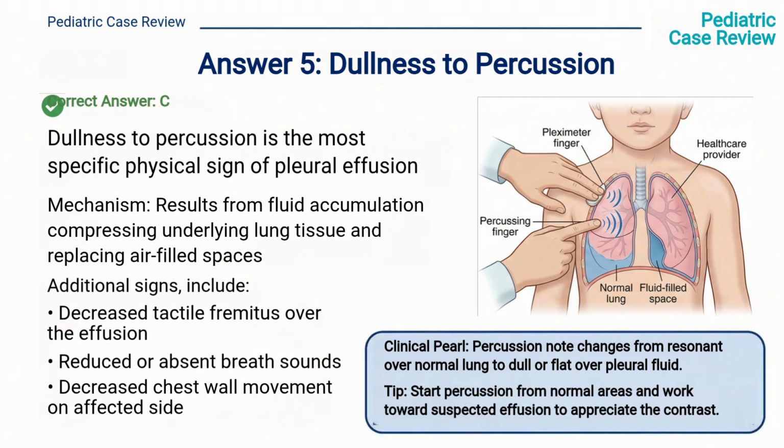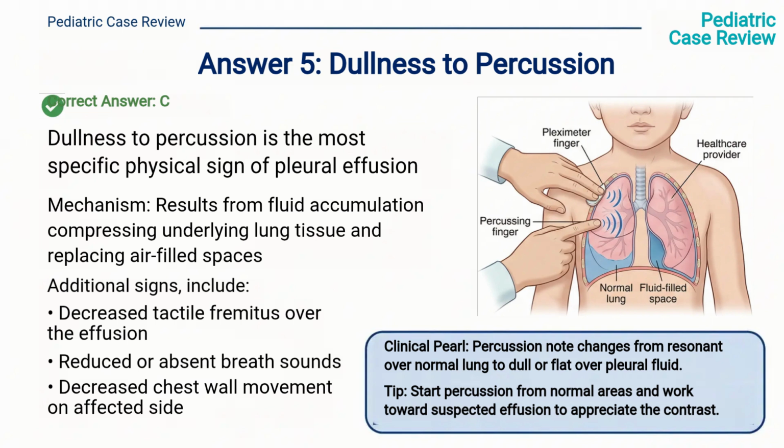Dullness to percussion is the most specific physical sign of pleural effusion. The mechanism is straightforward. Fluid accumulation compresses the underlying lung tissue and replaces air-filled spaces, changing the percussion note from resonant to dull or flat. Additional signs that accompany pleural effusion include decreased tactile fremitus over the effusion, reduced or absent breath sounds, and decreased chest wall movement on the affected side.